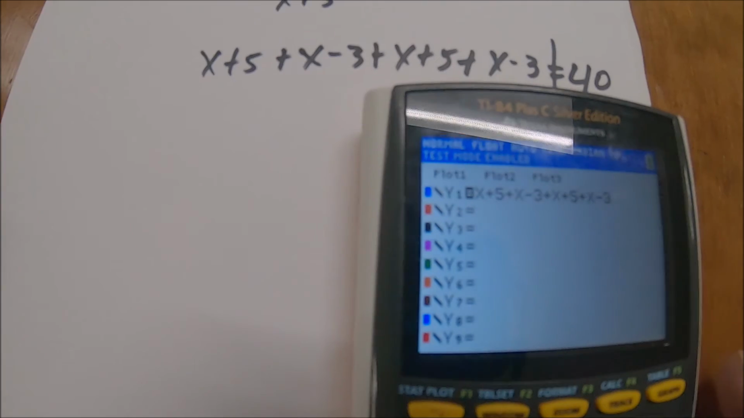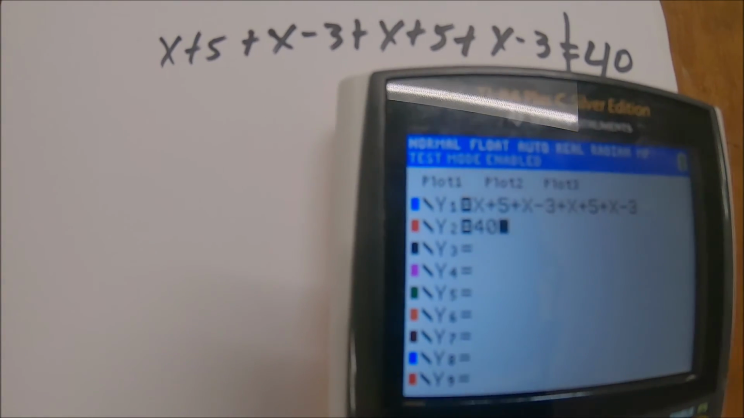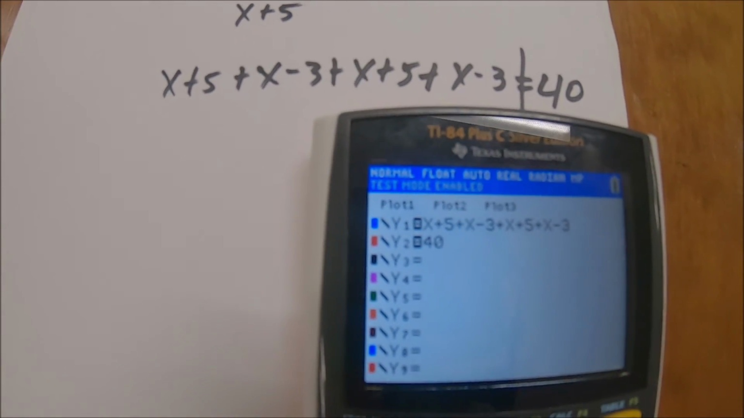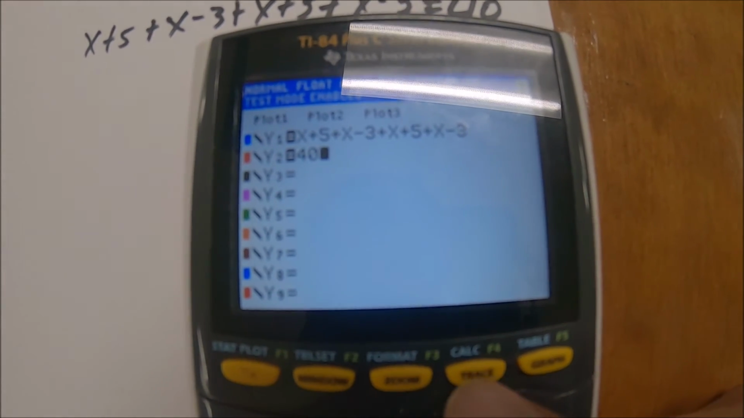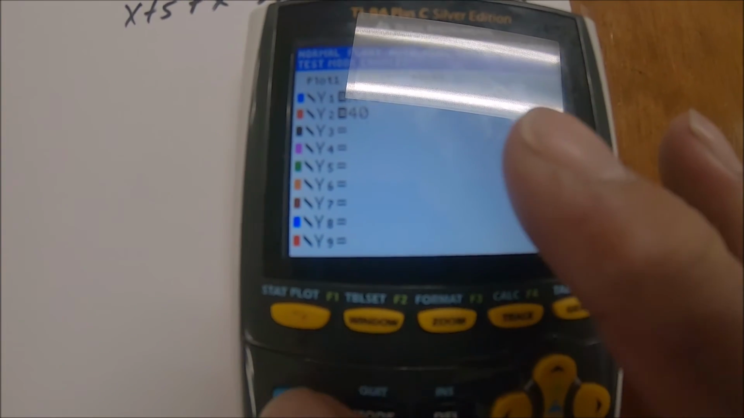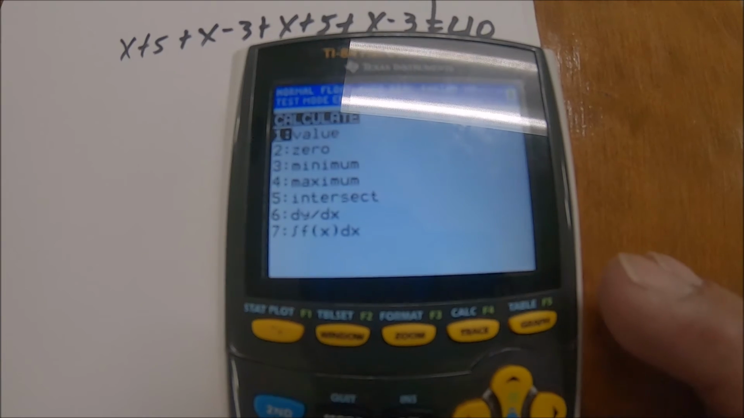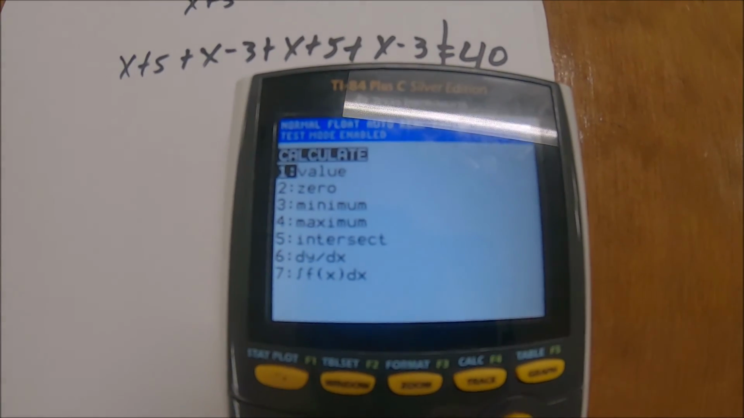And then you go to Y2 and enter the other side of the equation, which is 40. Then to get your answer, you go to 2nd. If you see the word calculate up there in blue, C-A-L-C, to access any blue key, you need to press the 2nd button. So you go to 2nd, Trace, which is calculate. And you'll see your menu, and you select number 5. Number 5 is the intersection.